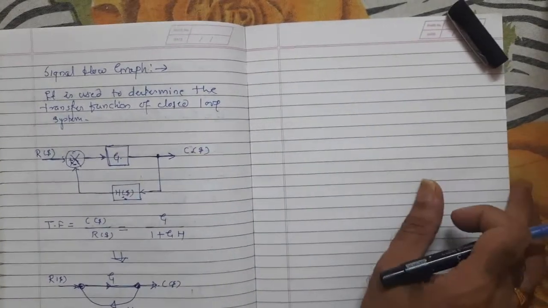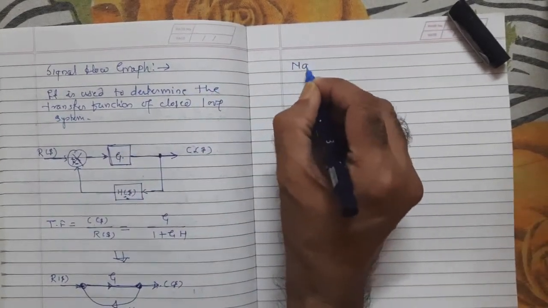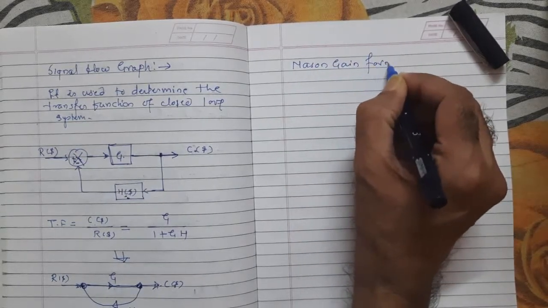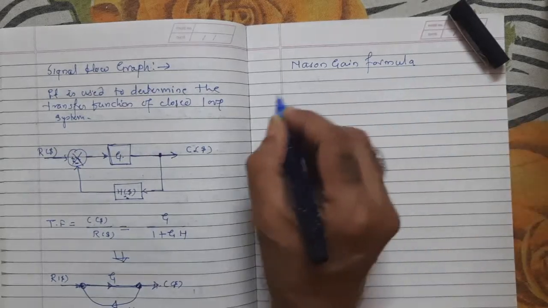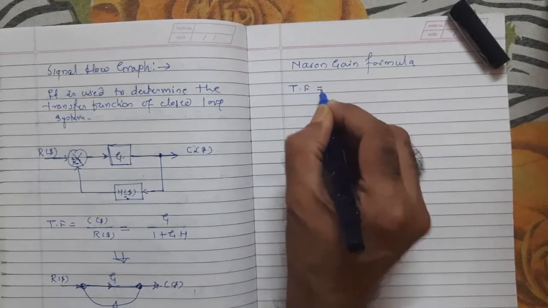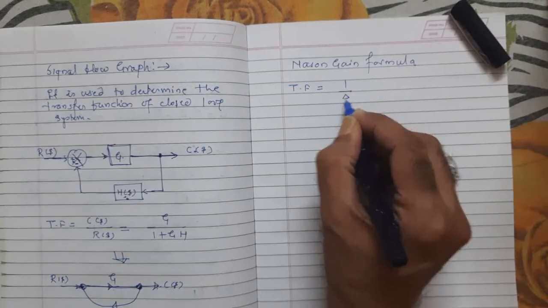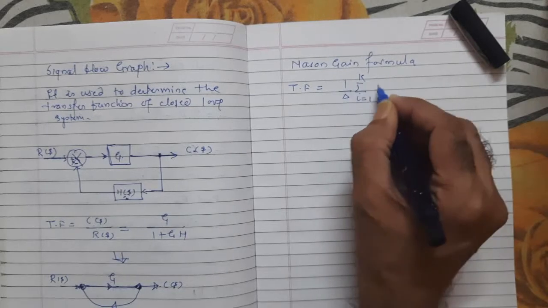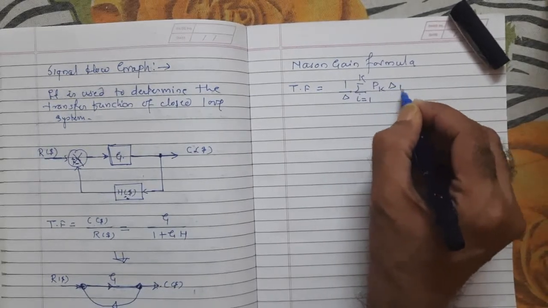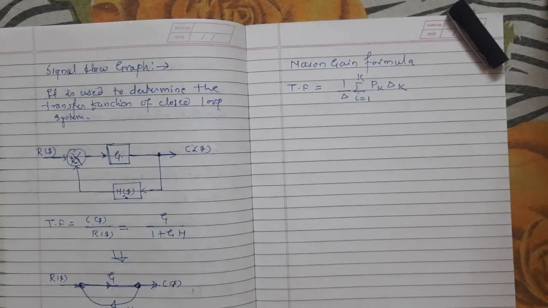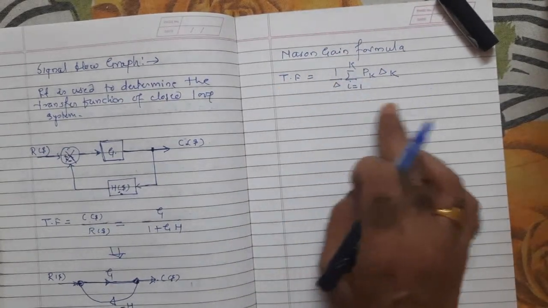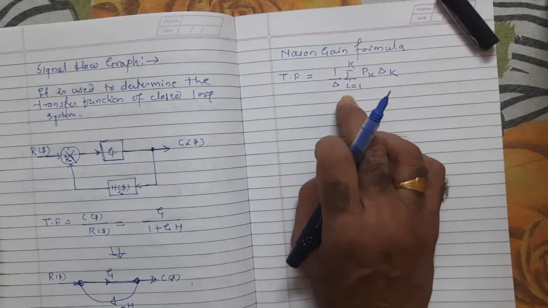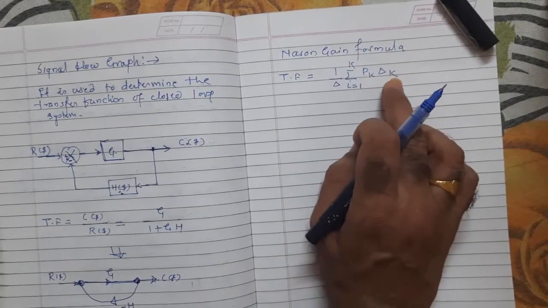Okay. Now, how to find out the transfer function of the system by using the signal flow graph? For this we require Mason's gain formula. What is this Mason's gain formula? The transfer function is equal to 1 by del, sum of k equals 1 to k, Pk into del k. This is Mason's gain formula. This you have to remember: 1 divided by del, sum of k equals 1 to k, Pk into del k.